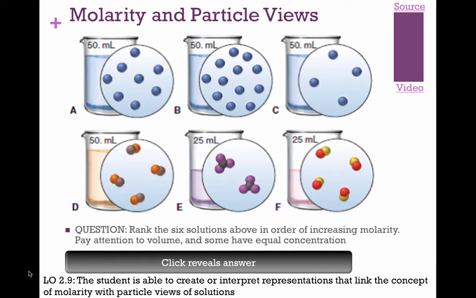Okay, then looking at molarity and looking at the particle view. Okay, this would be a type of question. I said they're starting to incorporate more particle diagrams. This says rank the 6 solutions in order of increasing molarity. Now some of them might be tied, and that's okay. But I want you to talk to the people next to you and rank these in order of increasing. What does it mean to be increasing order? Smallest to biggest. Okay, pay attention to the volume, and some have equal concentration. So talk to the people next to you.